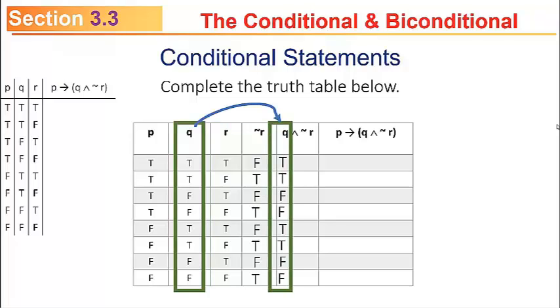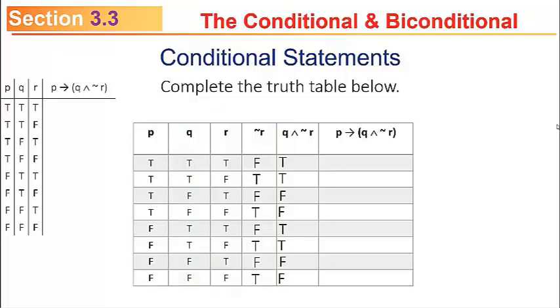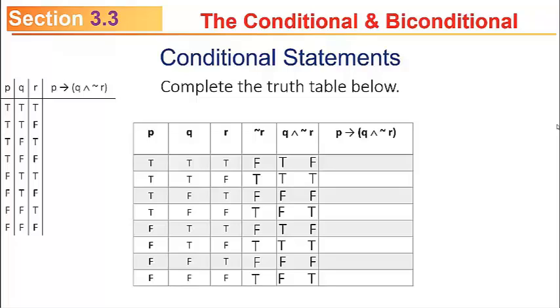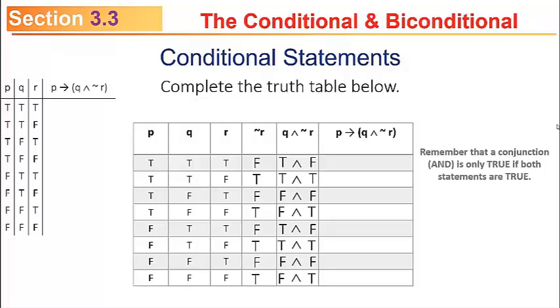Then you want to go to the next column, and you notice in the next column you have a Q, but you know the values of Q from the second column, so you move those over under the Q. Same thing for the not R. I just produced the not R column, so I copy that underneath the new not R, and then I notice there's an "and" between those two. Now I have to evaluate this, and remember the memory aid for the "and": it's only true if they're both true.